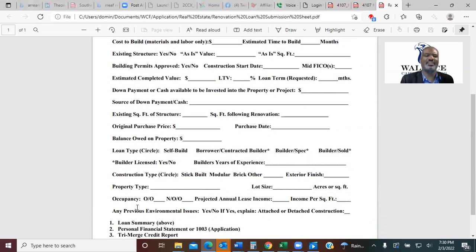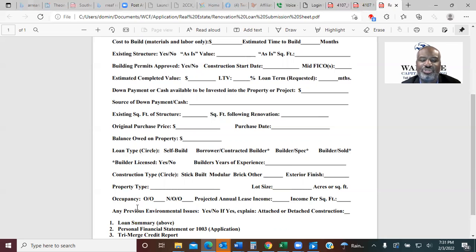What's the intended, see, after this property is finished, what do you intend to do with it? With occupancy, OO standing for owner occupied. Are you gonna live in it? Are you gonna go non-owner occupied? You're gonna rent it out, or you're gonna sell it? Yes, non-owner occupied, that's what it means. You just check one of those.